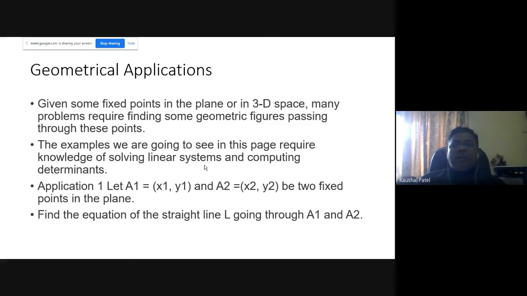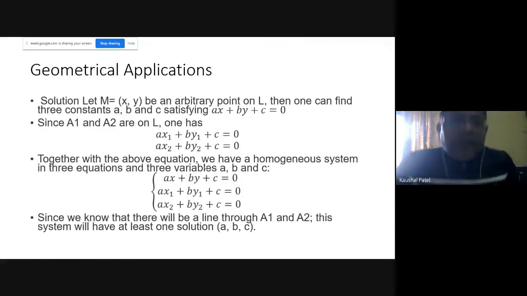The example we are going to see requires knowledge of solving linear equations and computing determinants. Application one: let's say we have two points, x1, y1, which is the location of that point with a particular reference, and x2, y2 will be the other point. Now find the equation of the straight line that passes through these two points. How can we do this? Let us go with the solution. That might be the equation of a line that has parameters x and y.